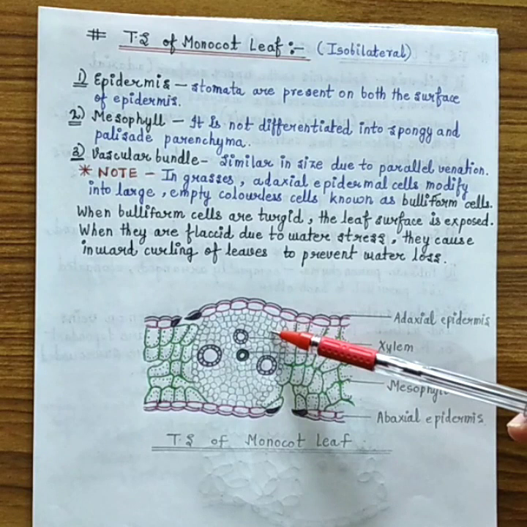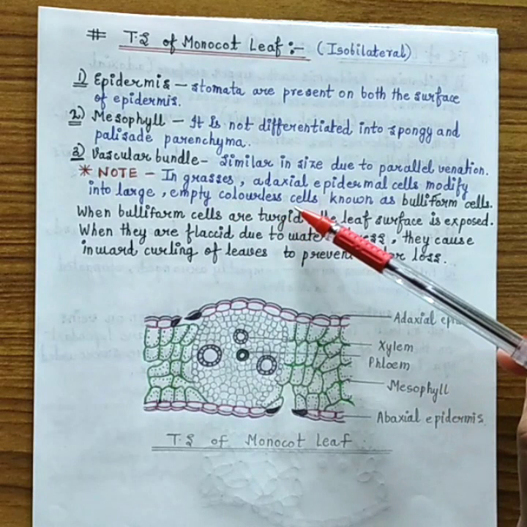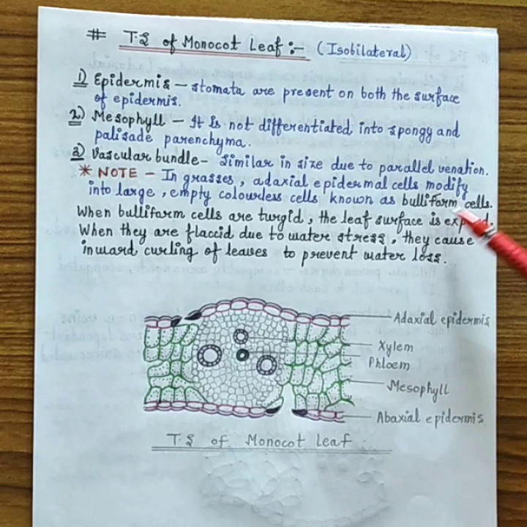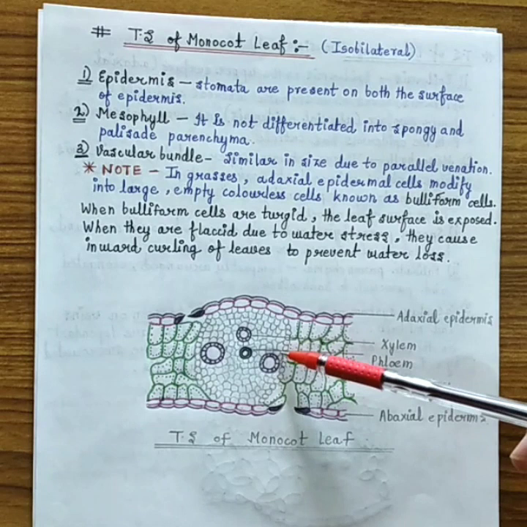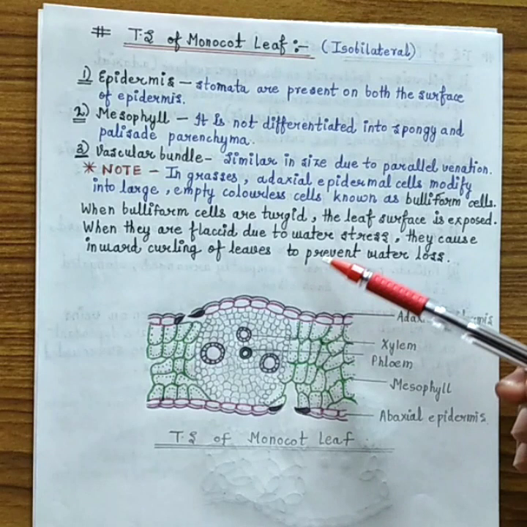Now in grasses, the adaxial epidermis, meaning the upper epidermis, is modified into large empty colorless cells. Woh large empty colorless cells mein modify ho jaate hain and they are known as bulliform cells. Now when these bulliform cells are turgid, the leaf surface is exposed, and when they are flaccid, they cause the inward curling of the leaf so that water is not lost. So this is very important, what happens in grasses.